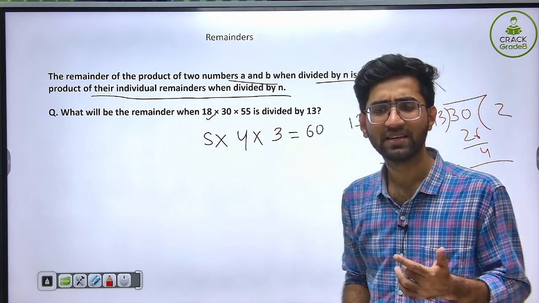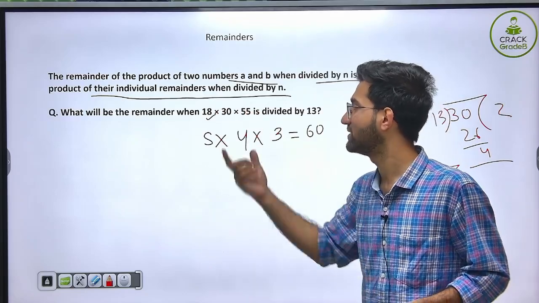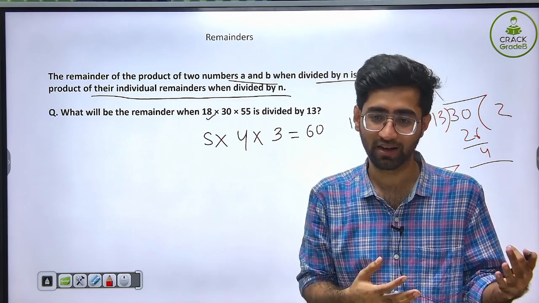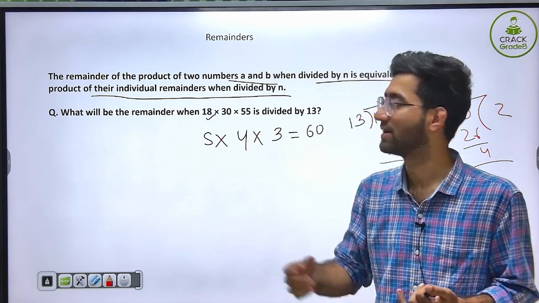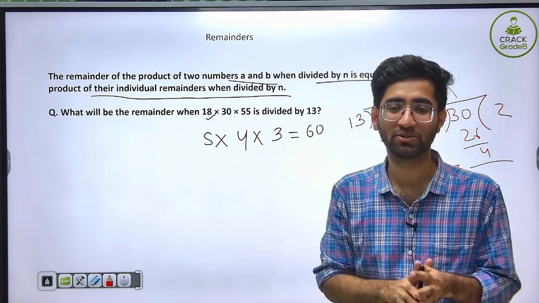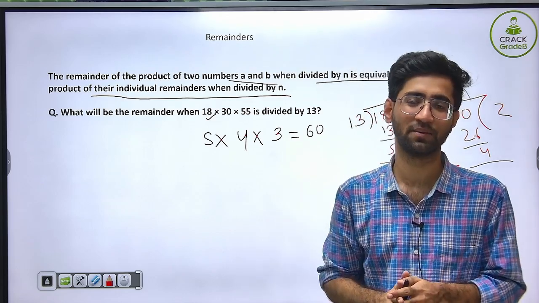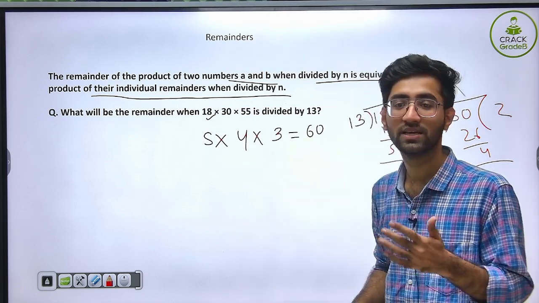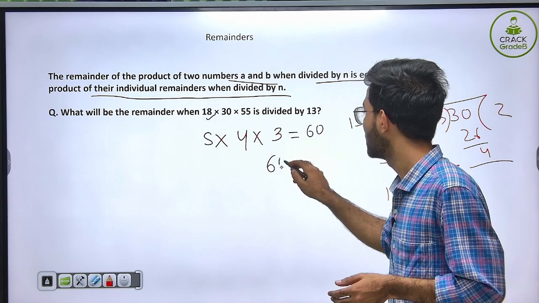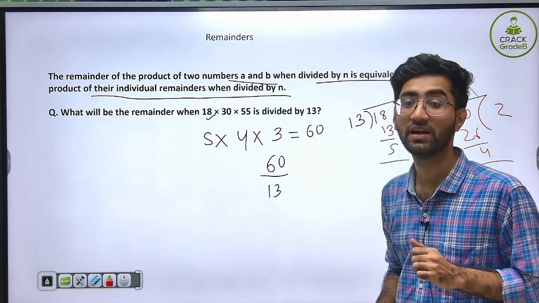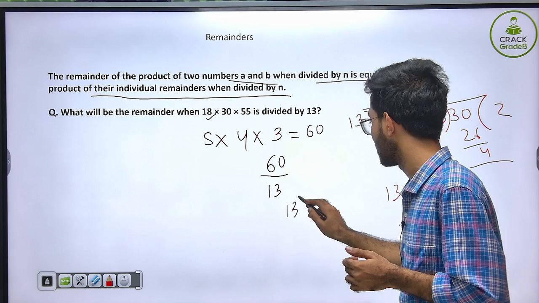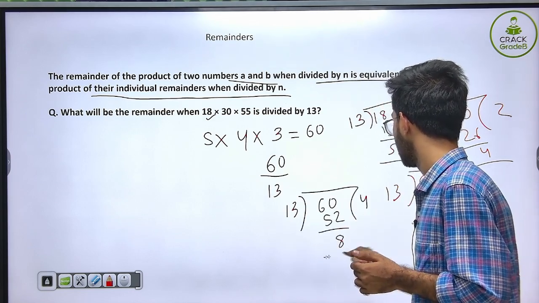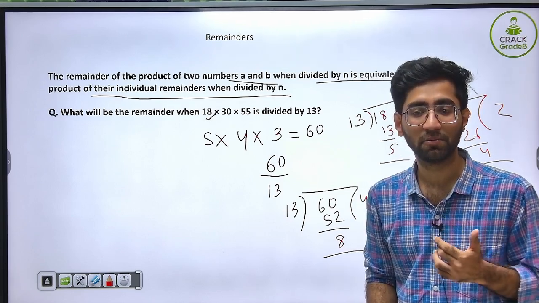Now can we divide 60 by 13? Suppose if you multiply all of these 3 numbers directly, you will have to multiply a lot, right? Okay, you may be good at multiplication and calculation, and the numbers are relatively simple, 18 into 30 into 55, but we shouldn't use that approach, right? We will have to be a little smarter. So 5 into 4 into 3 is 60. So simple, you have to divide 60 by 13. If you divide 60 by 13, tell me what will be the remainder? 13 into 4 is 52 and the remainder will be equal to 8. The remainder will be equal to 8, right?